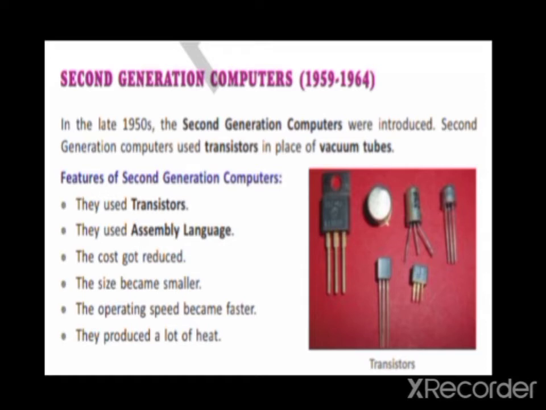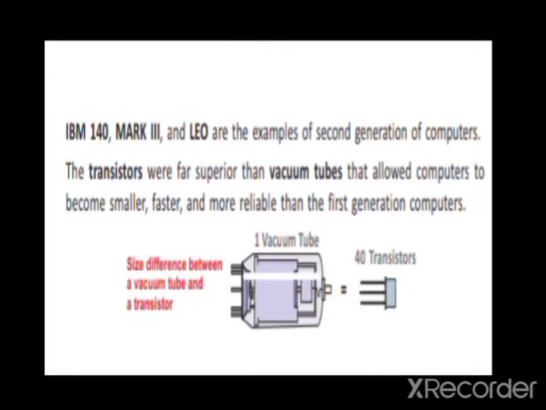After that, with some new modifications, the third generation came into existence. See, what is the difference between a vacuum tube and a transistor? It's a vacuum tube which we used in the first generation computer, and it's a transistor which we used in the second generation computer. That's why the size of second generation computers is smaller compared to the first generation computers. And examples of second generation computers are IBM 140 and Mark III.